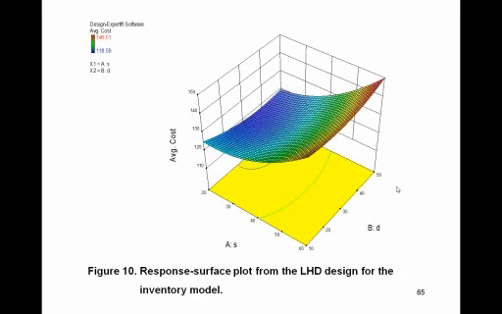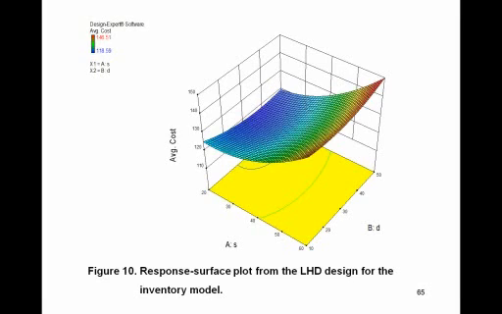Here's S, here's D, and on the vertical axis we see average cost. And you can see that you're not getting just a flat plane here, which you would if every term was just to the first order. If you had every term just to the first order, you would have, quote, a plane. But here we see that it is quadratic because of the S squared and the D squared terms.